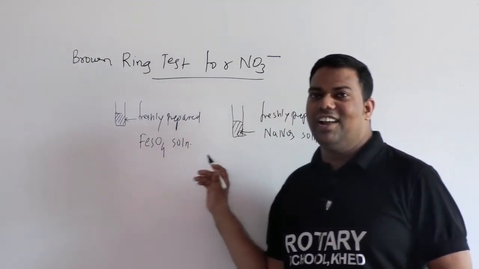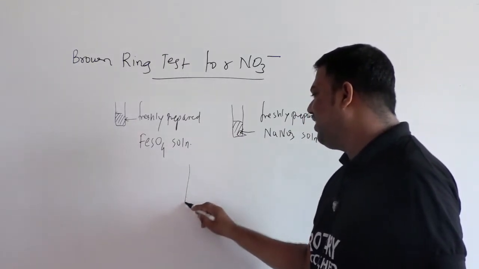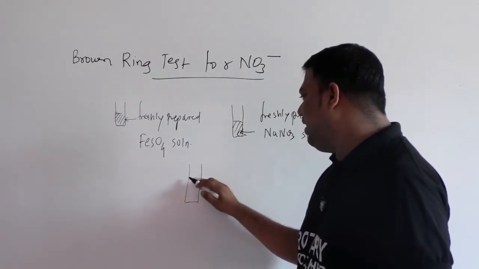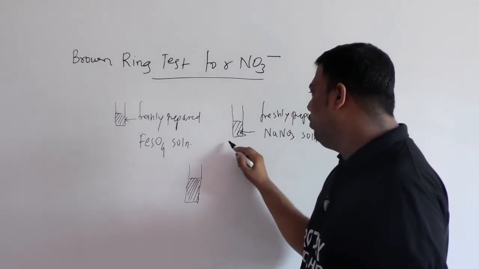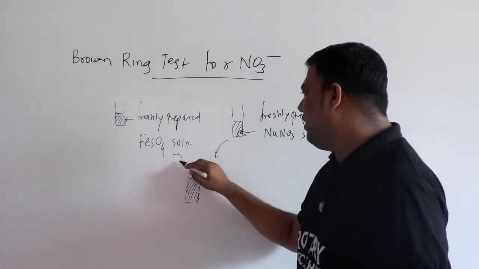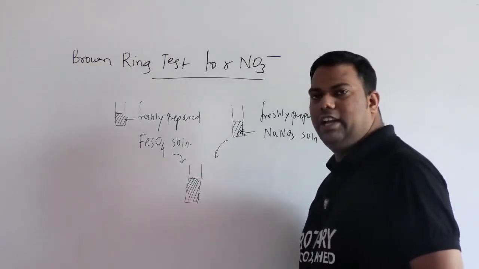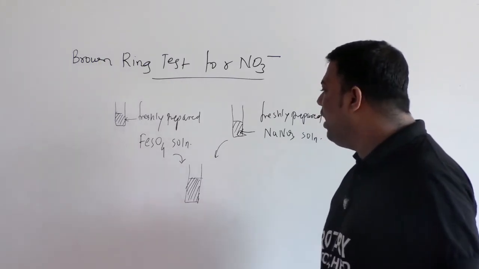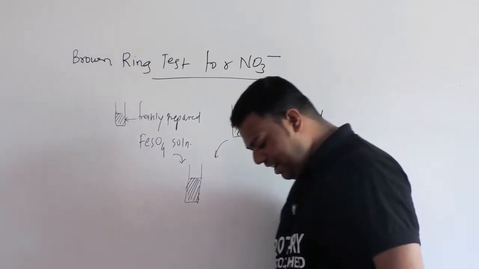Here we have to mix these two solutions. Up to about this mark you will get both the freshly prepared FeSO4 solution and the freshly prepared NaNO3 solution. Now we will discuss what will happen after this.